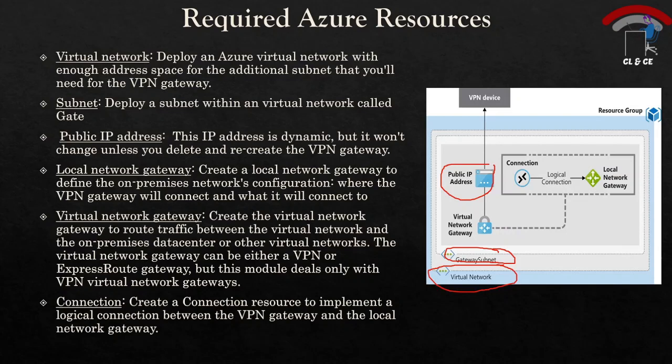We will go and create a local network gateway. This contains the on-premises network configuration, where the VPN gateway will connect and what it will connect to. And we will deploy a virtual network gateway as well. What it does is it will contain route information between the virtual network and the on-premises data center or other virtual network. The virtual network gateway can be either a VPN or ExpressRoute gateway, guys. And here in our module, we will deal with VPN gateways.